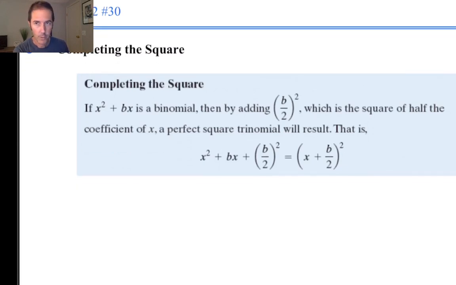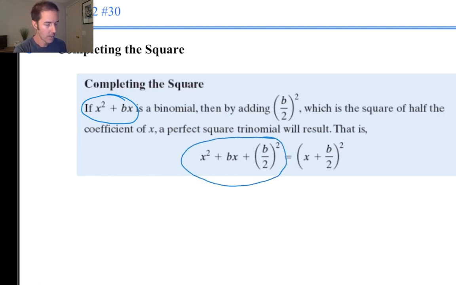This blue or gray box here says that if we're starting with an expression like this, which is called a binomial because it has two terms, like a bicycle has two wheels, binomial has two terms, and we add b divided by 2 quantity squared, then what we will end up with is this expression, which is called a trinomial because it has three terms, and that trinomial is also a perfect square.